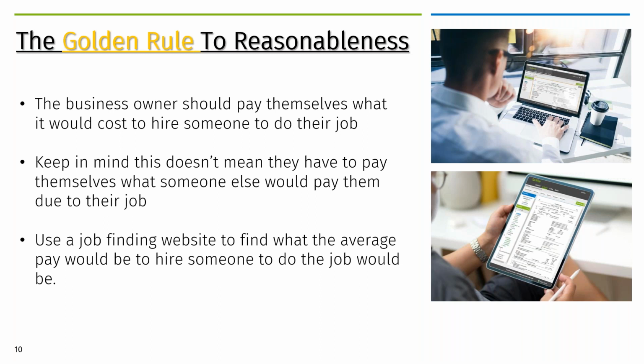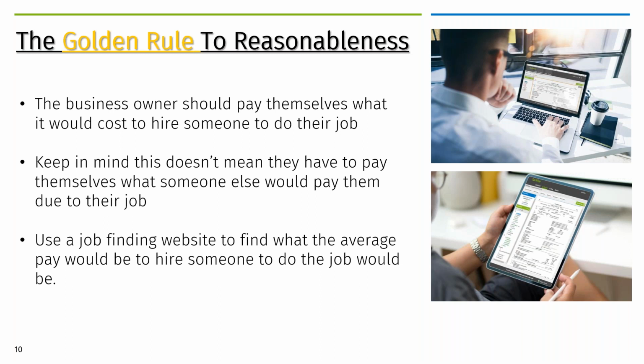And the easiest way to go about finding a specific dollar amount on what they should be paid is to use a job finding website to find what the average pay would be to hire someone to do the job. So if I were trying to find the reasonableness for my company, I could go on somewhere like Indeed or Monster.com. And from there, I would probably pick 5, see what the average is to see what I would have to pay someone to prepare and review taxes. And I would take the average of that.